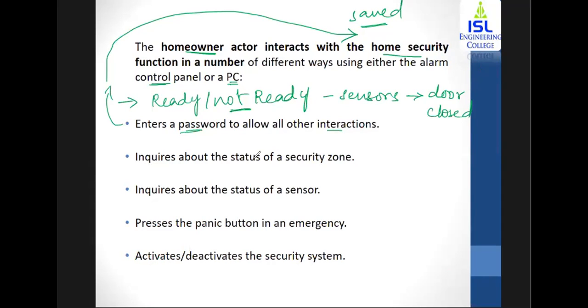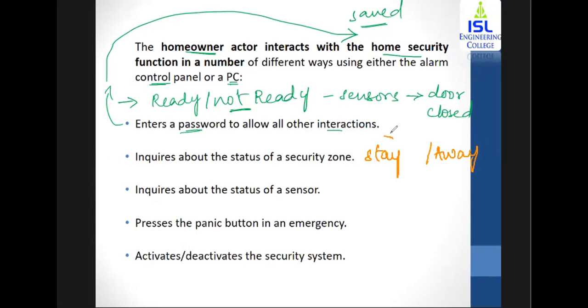Now, status of security zone means in here you can have the stay function activated or you can have the away function activated. Now, within the different sensors, you can have different sensors like the perimeter sensors. The perimeter sensors means if you've got the backyard or the lawn, within the lawn also you're going to have sensors. If anyone tries to intrude, that is going to be displayed, an alarm is going to beep.